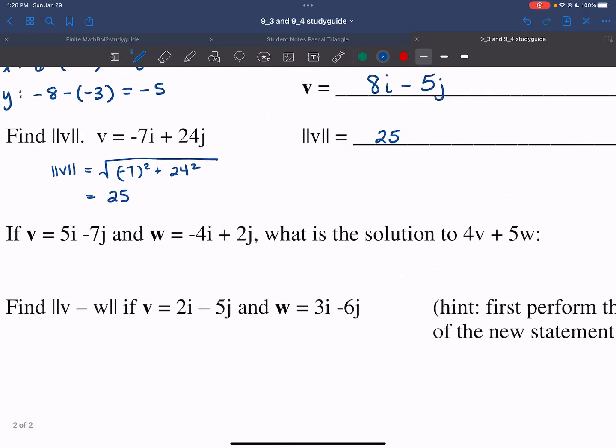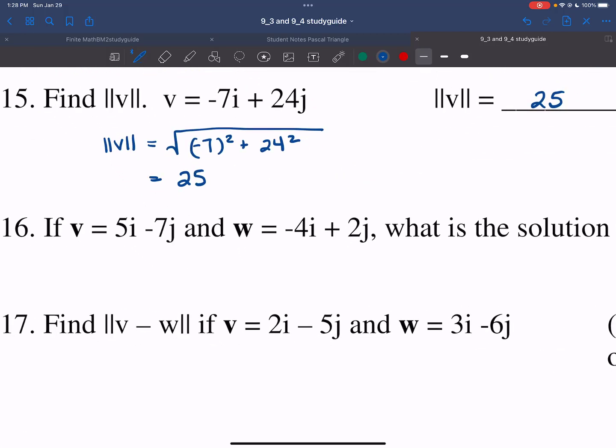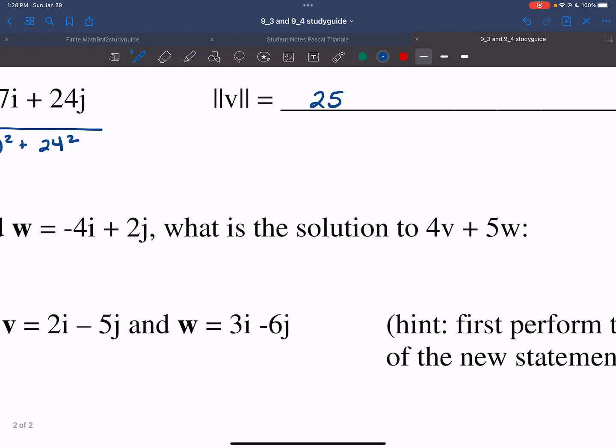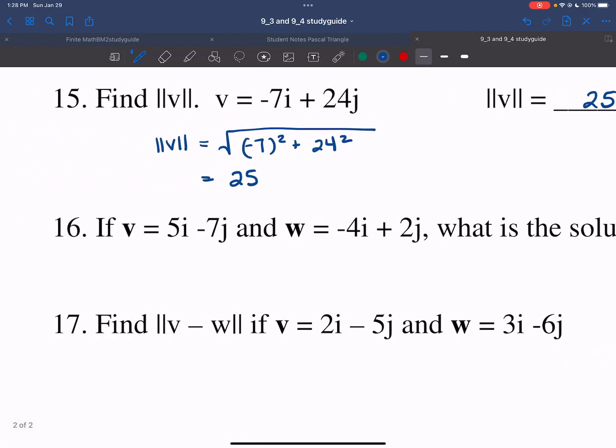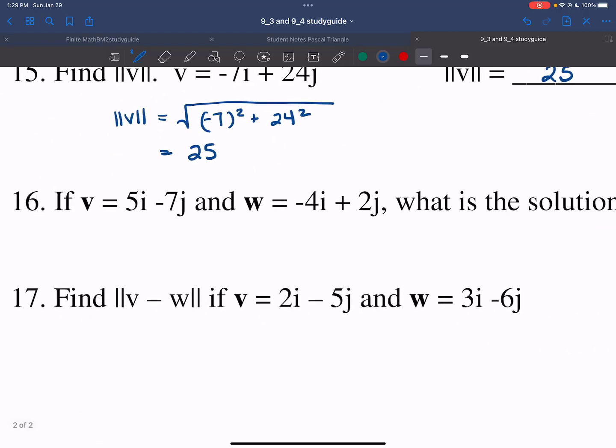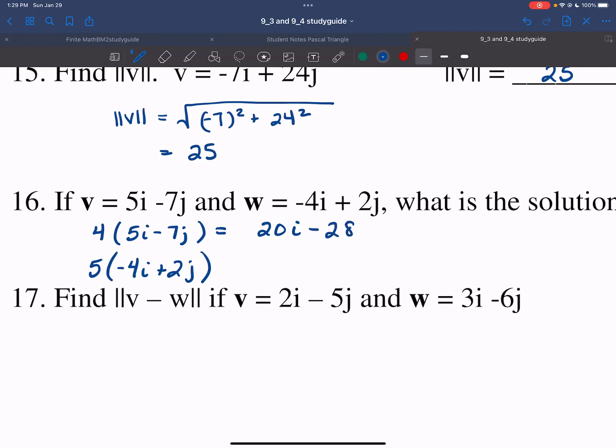And then last two, 16. If v is equal to 5i minus 7j and w is equal to negative 4i plus 2j, what is the solution to 4v plus 5w? All right, I'm going to go ahead and write this. So 4v and 5w. So 4 times 5i minus 7j and 5 times negative 4i plus 2j. So this is going to give me 20i minus 28j. And this will give me negative 20i plus 10j.